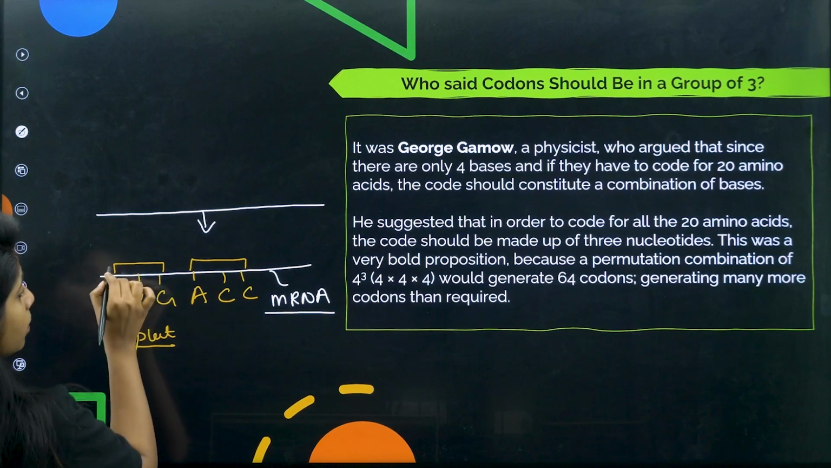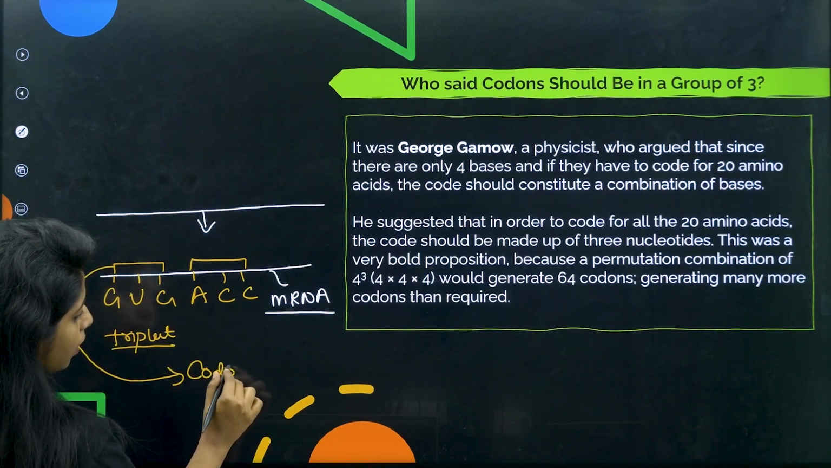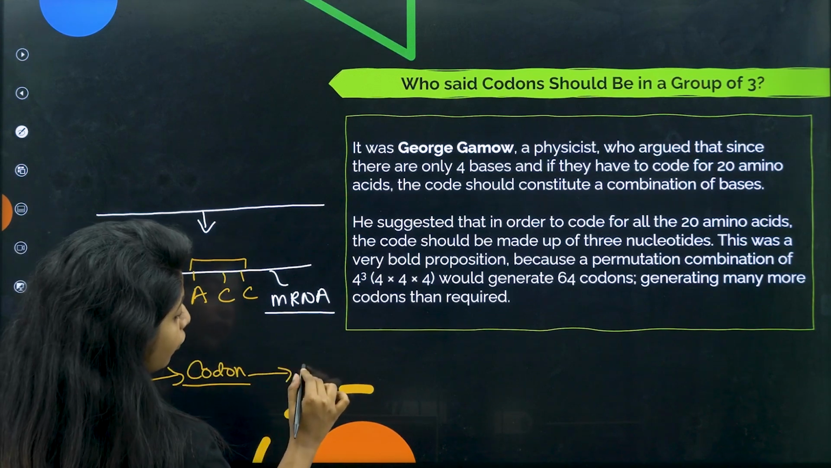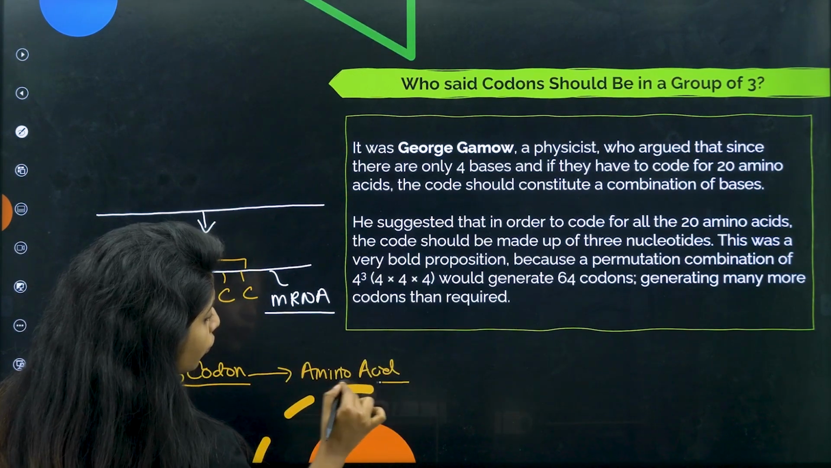Okay, and I am saying one more thing, that these 3 things together I call a codon, and each codon is coding for an amino acid. That is what I say. How does a codon code for an amino acid?